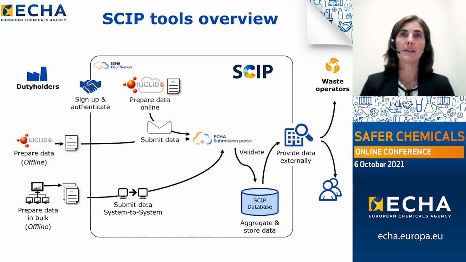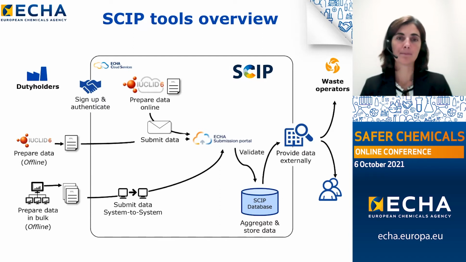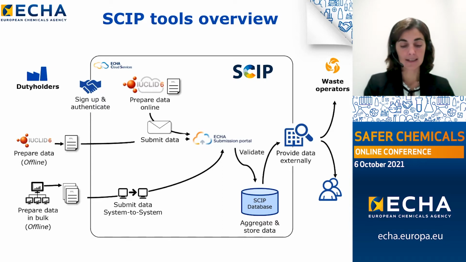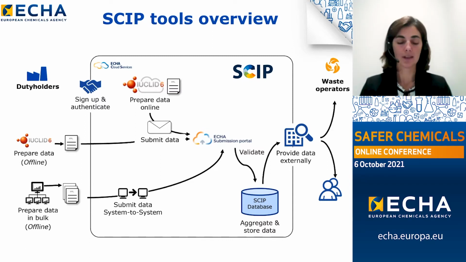ECHA defined a harmonized IUCLID format, which is XML based, to create these SCIP notification dossiers that have to be submitted to ECHA. Companies can decide to prepare these SCIP notification dossiers online using IUCLID Cloud. Or they may prefer to prepare them offline using an IUCLID 6 server and desktop version. And then once these SCIP notification dossiers are prepared, they need to be submitted to the ECHA submission portal.